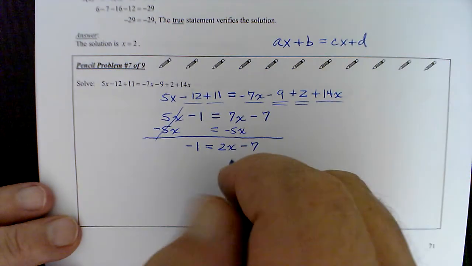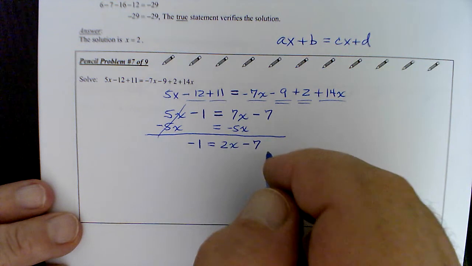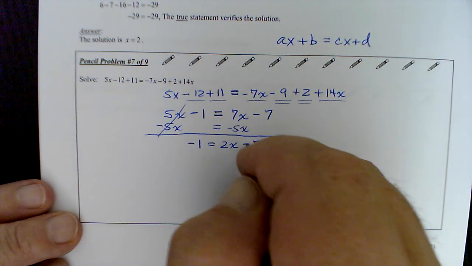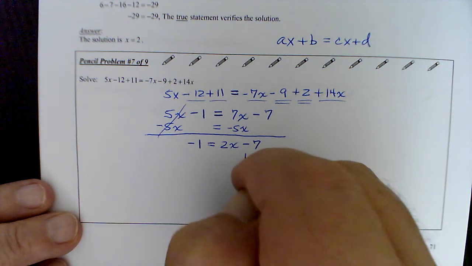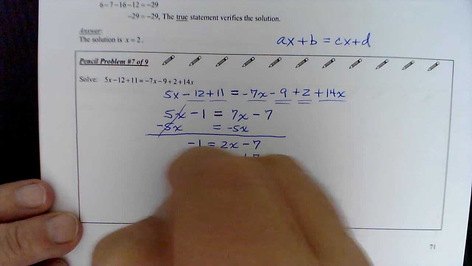Okay, at that point I've got the variable on the right. I want to bring the numbers to the left. So I'm going to undo this -7 by adding 7.